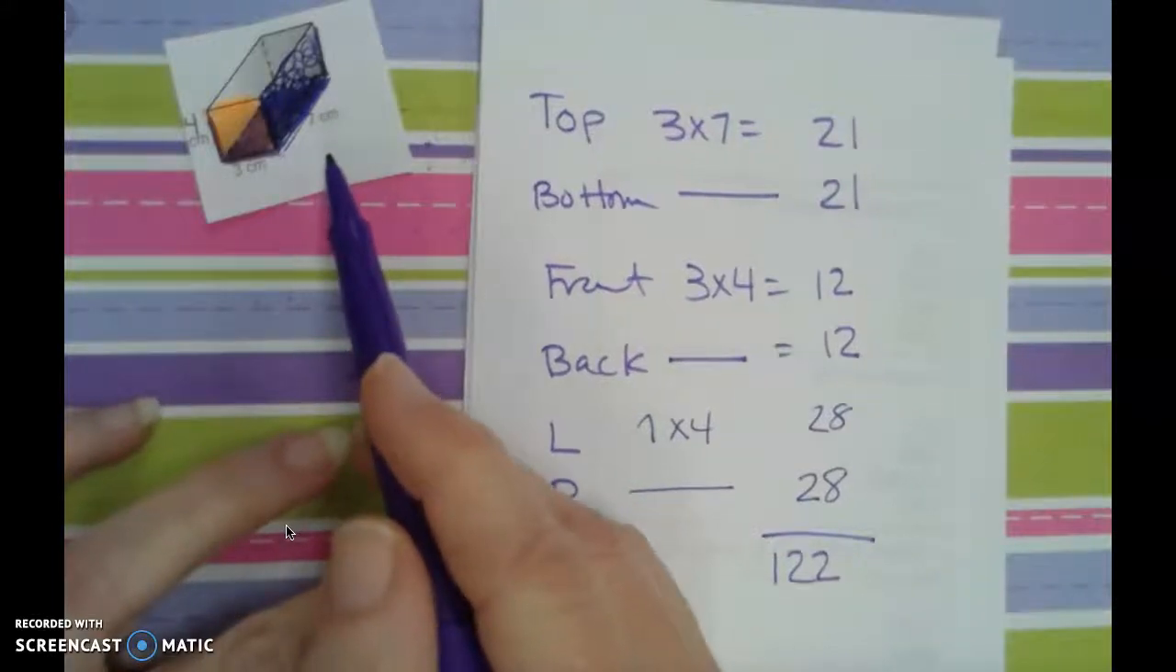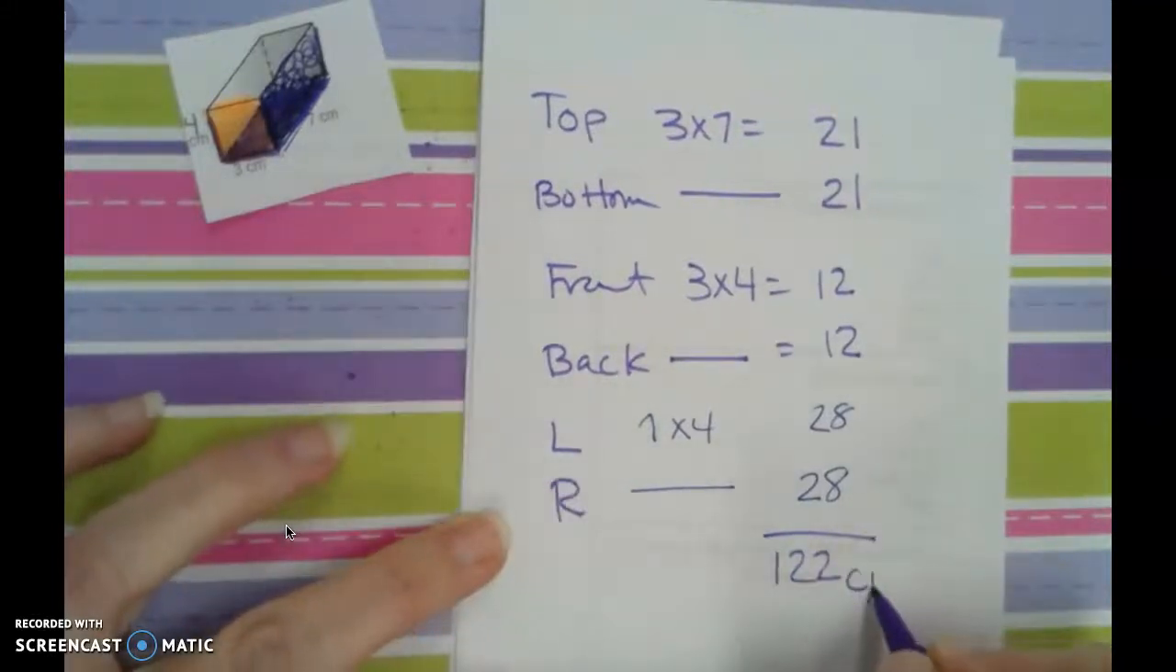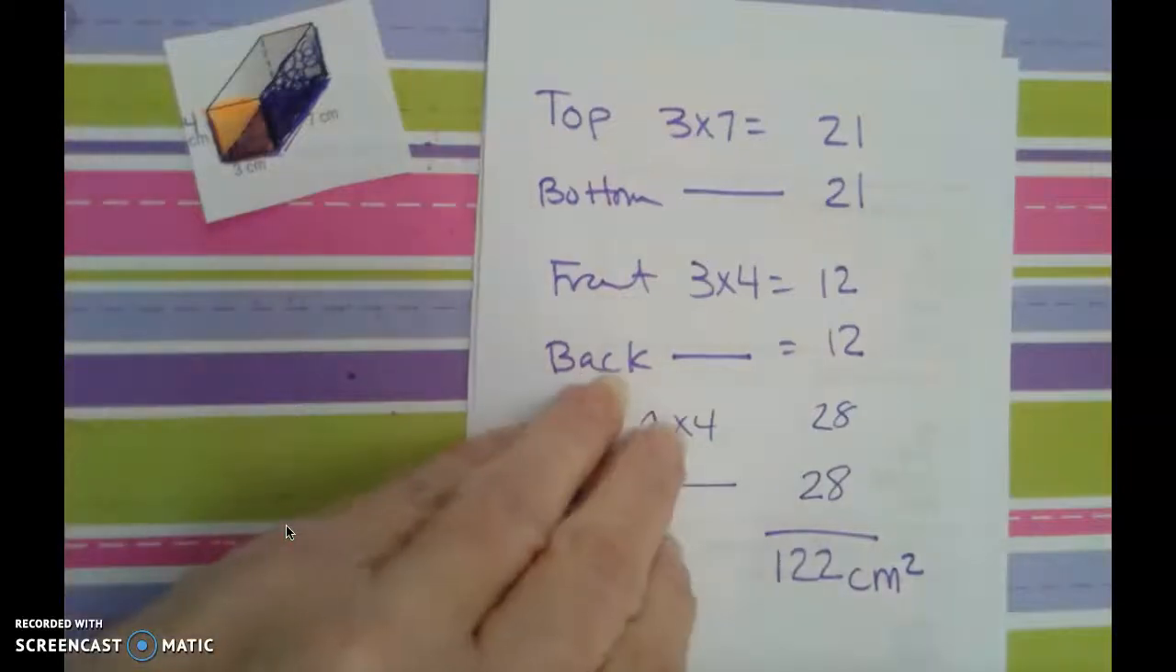And now we're not doing volume. Remember, volume was cubic, but area is going to be square units, not cubic. This one is centimeters, so 122 square centimeters. Okay? So let's try it again.